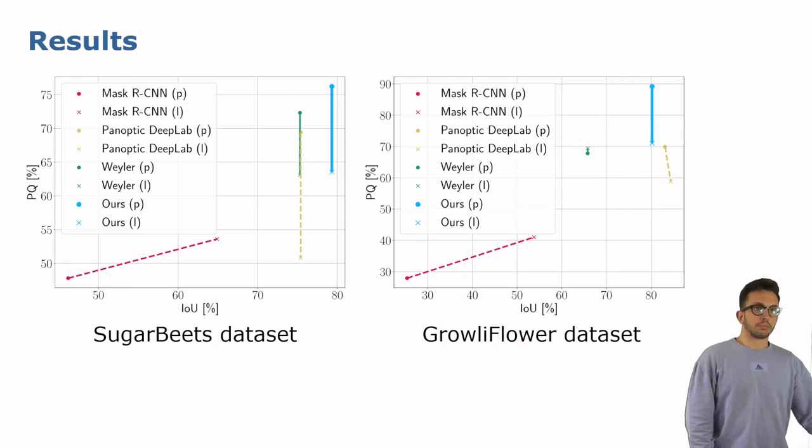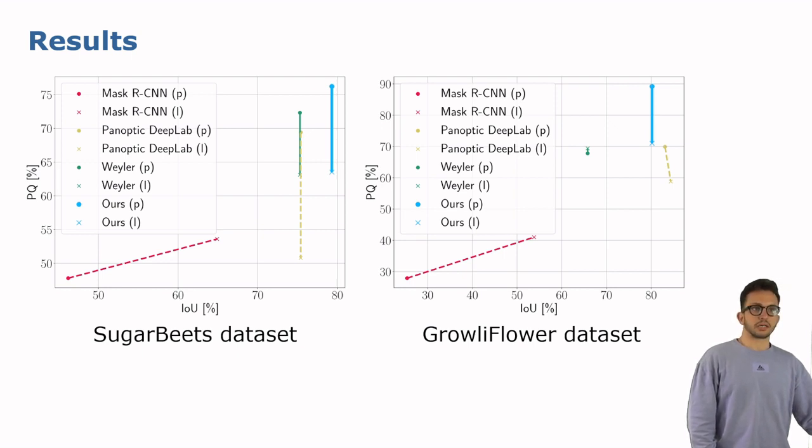Most of the approaches need to be trained twice, once on plant instances indicated with P and once on leaf instances indicated with L, which results in different IOU but also in inconsistent masks. These approaches are indicated with the dashed line. The solid line indicates approaches that perform plant and leaf instance segmentation together.